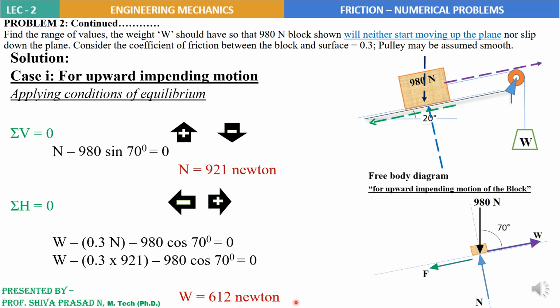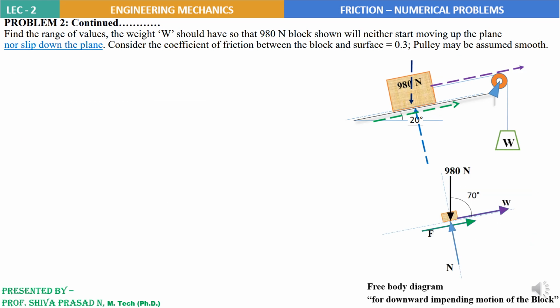So that is the maximum weight we can imagine. If the weight W reduces, then that might cause this block to slide down. So that is the second case. Let's see and solve the second case, that is, the block slipping down the plane. For that case, case 2, downward impending motion of the block.